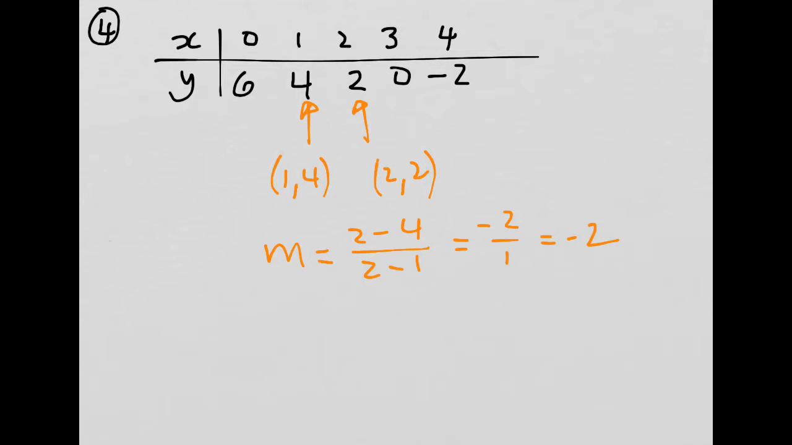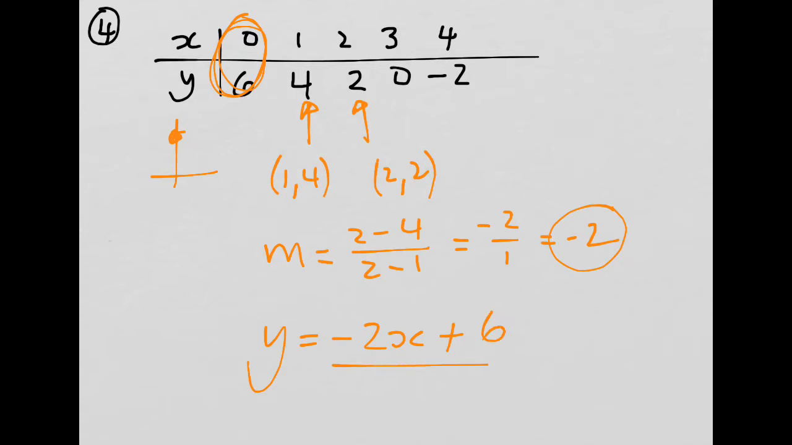We know from the table that it crosses at 0, 6, 0 along 6 up. So we know where it crosses, we know the gradient, so we can write down the formula as y equals negative 2x, and it crosses at positive 6.